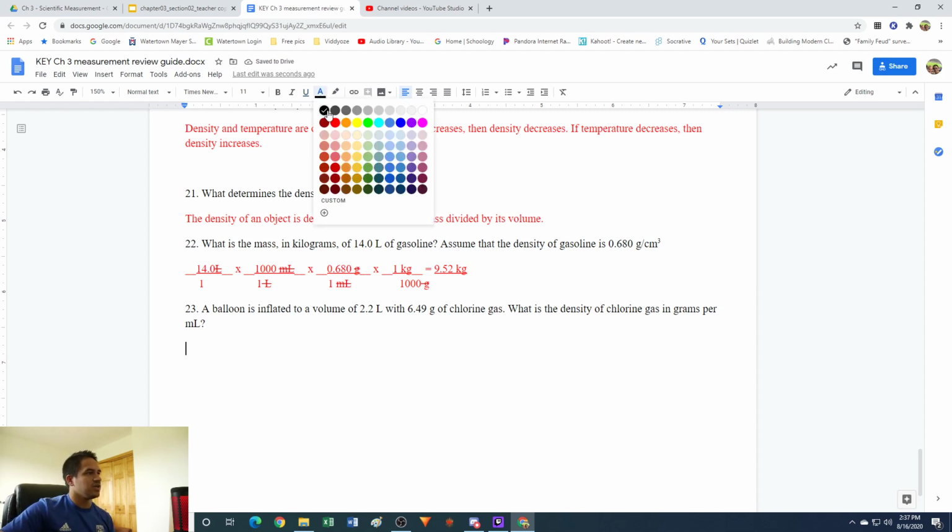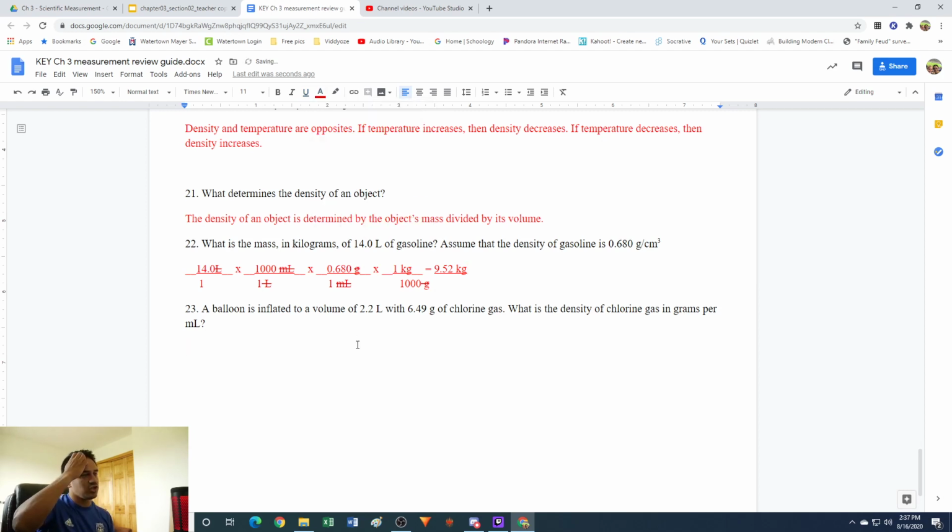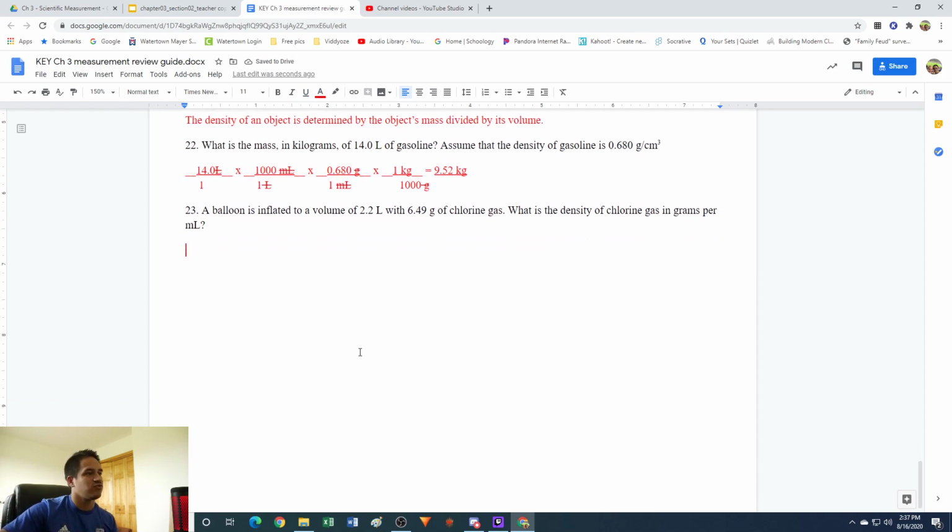All right, last question here. Number 23, a balloon is inflated to a volume of 2.2 liters with 6.49 grams of chlorine gas. What is the density of chlorine gas in grams per milliliter? So they want us to find a density. We know that density is equal to mass divided by volume. The mass we know is 6.49 grams. The volume is 2.2 liters, but they want the density in grams per milliliter.